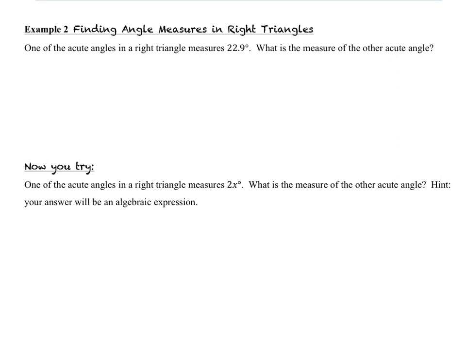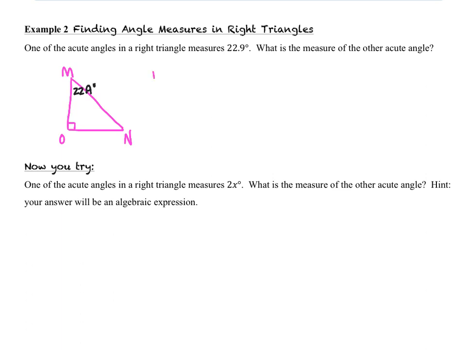Just a quick reminder, very often when we're doing these questions, we're going to sketch the drawing, whatever the figure is discussing or describing. That doesn't mean that you absolutely have to, but it definitely is helpful. So with that thought, we have one of the acute angles in a right triangle measures 22.9 degrees. What is the measure of the other acute angle?